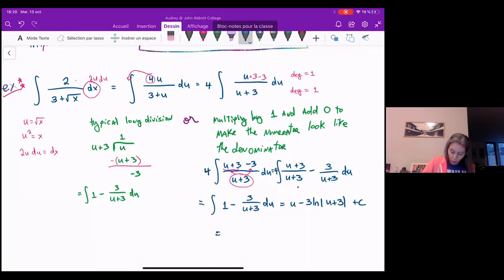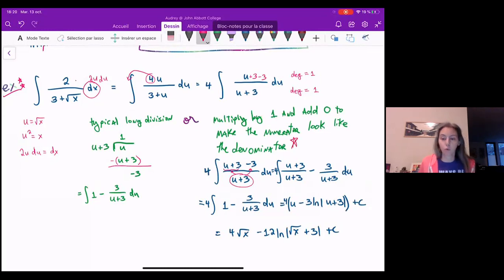Equals 4, so we want to multiply by 4. So this is equal to 4 square root of x, minus 12 natural log of the square root of x plus 3, plus c. So either one of these division methods is totally valid. This one really only works in the case where the degree of the numerator is equal to the denominator.